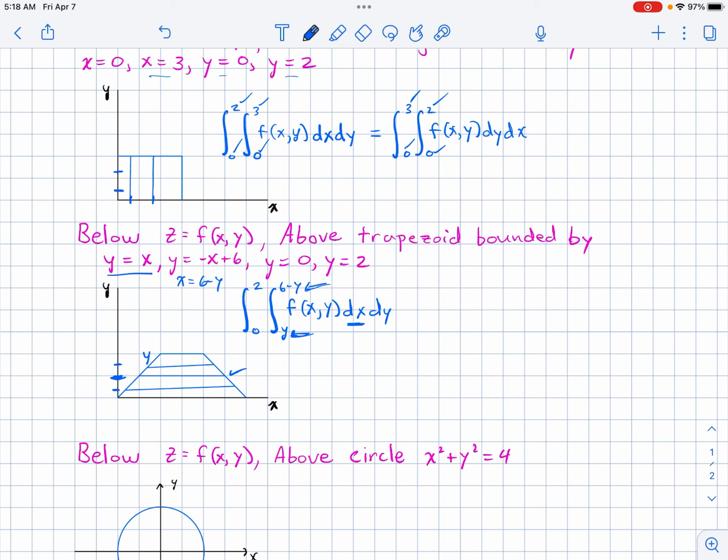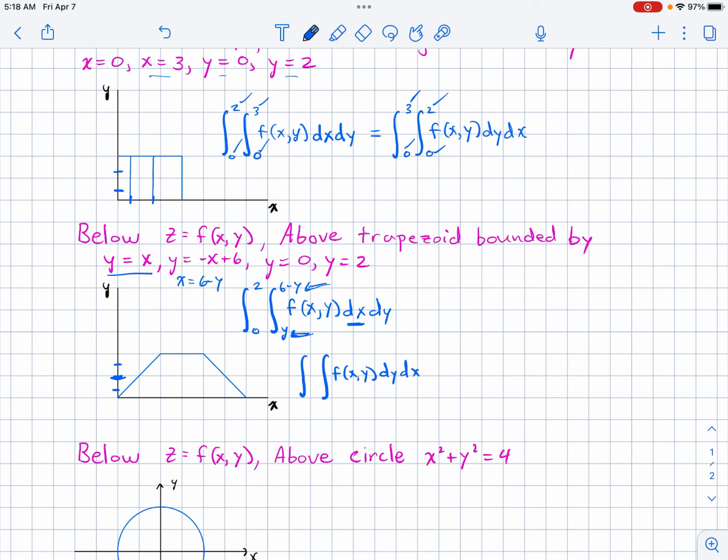Now, we don't have to integrate with respect to x first. However, it's the easier thing to do. So let's suppose that I want to integrate with respect to y first. Let's see what that looks like.